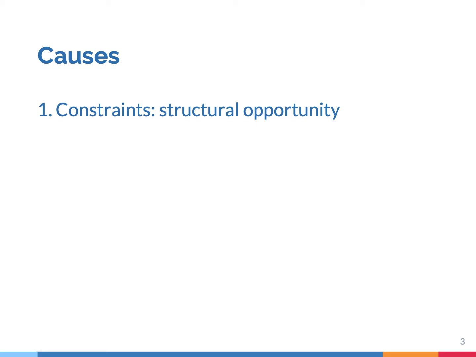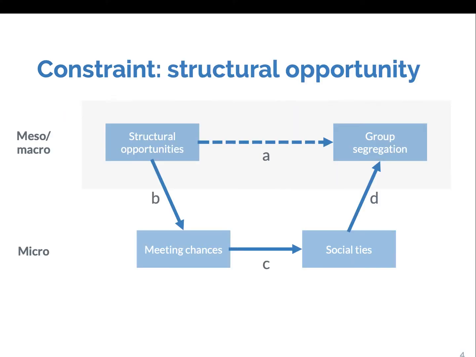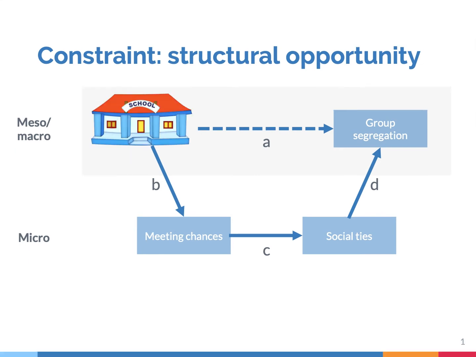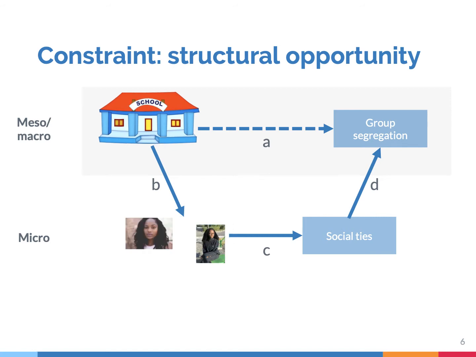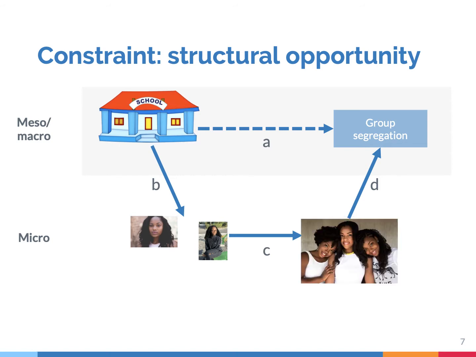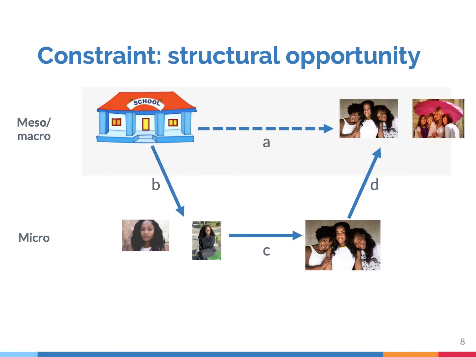structural opportunities. The idea behind the structural opportunity theory is that social ties are made in social context. Schools, for example, are such a social context. They provide a pool of people we meet every day when we're in school. And when you meet each other often, you're likely to become friends. And this process then results in group segregation if the composition of schools is segregated.